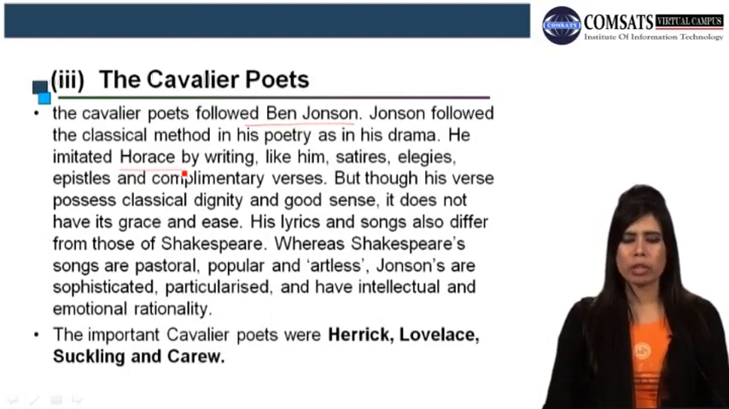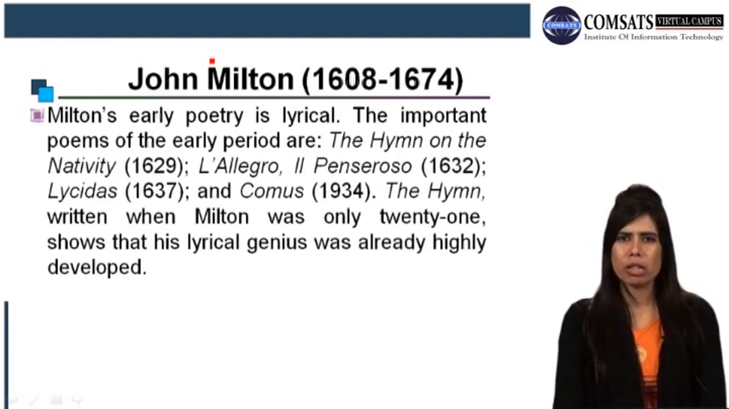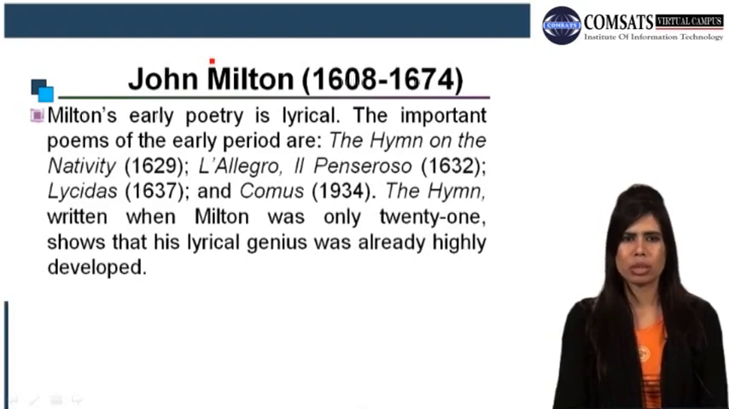The important Cavalier poets were Herrick. John Milton was a very important literary figure in the Puritan age. His early poetry is lyrical, that is in the form of songs, ballads, and sonnets. The important poems of the early period are the Hymn on the Nativity, written in 1629, L'Allegro, Il Penseroso, written in 1632, Lycidas 1637, and Comus 1937.